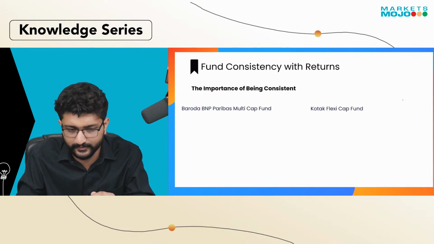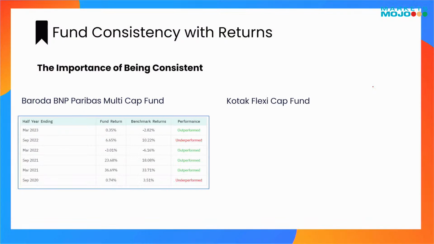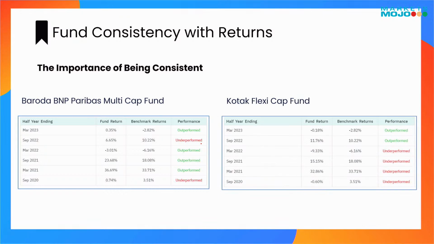So the first fund, BNP Paribas Multi-Cap Fund, this is the half-year periods of the fund. Here we have the fund return and the benchmark return. Here we break down each of the half-yearly periods. So for example, September to March, it has outperformed. The previous one, it has underperformed. Whereas if you look at Kotak Flexi Cap Fund, it has had multiple periods of underperformance.